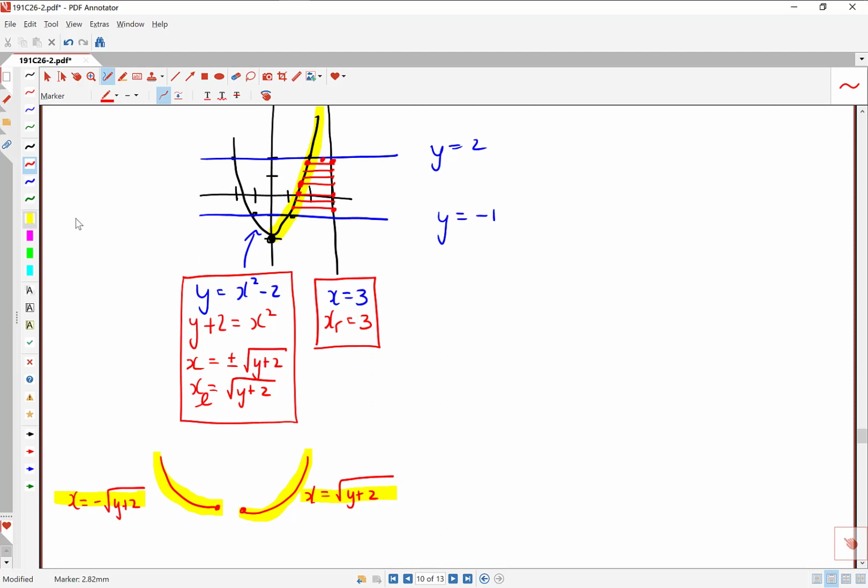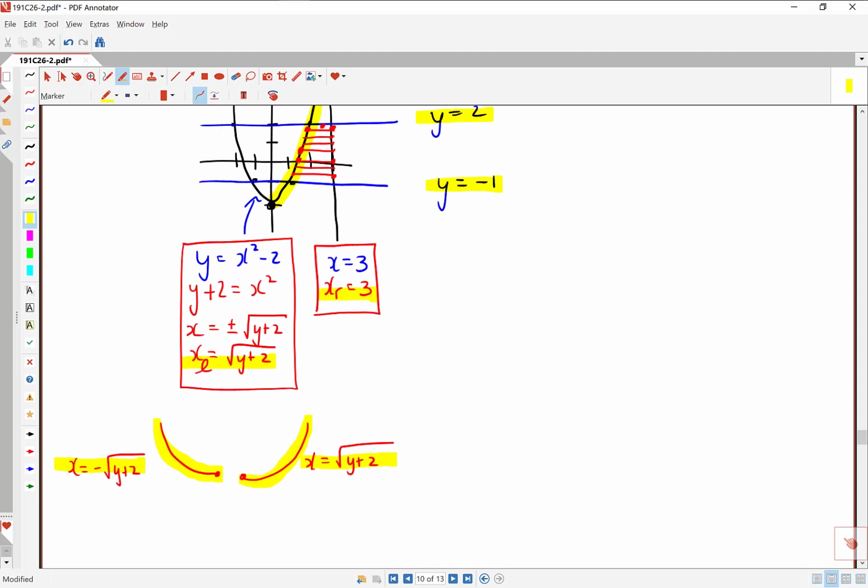So I'll highlight the things we're going to need. We need our x left, we need x right, and we know which two y values we're going to be integrating between. So we are good to set up our area. So our area is going to be the integral of whatever the area of a horizontal slice is. So x right minus x left times dy. And then you just want to put your y values on that integral.